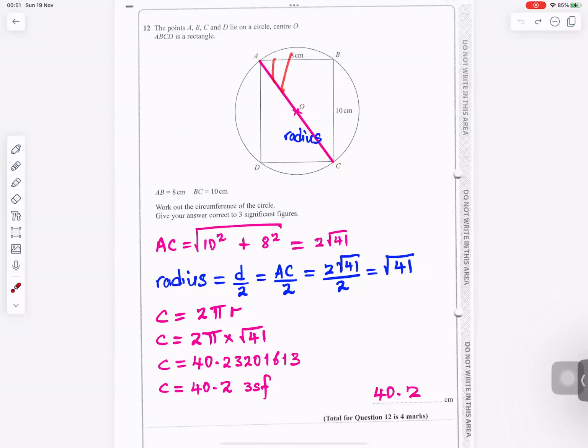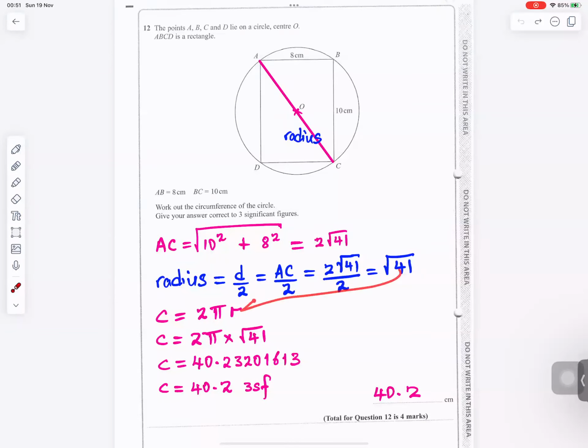And we see that triangle there. It's a right angle triangle, so we use Pythagoras. 10 squared plus 8 squared, square root, will give you the length AC. And AC is the diameter. To get the radius, it's diameter divided by 2. You have to remember that. So it's 2 root 41 divided by 2, which is root 41.